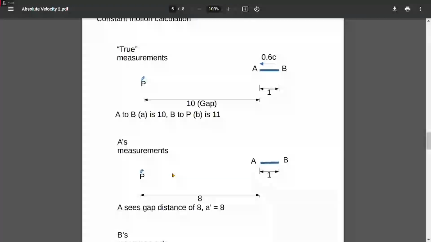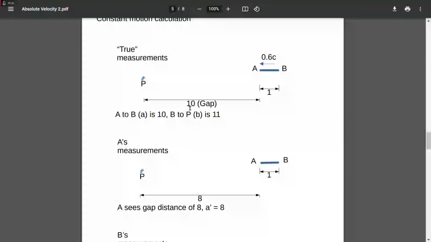We'll have A make a measurement to P, and we'll get that number as 8. Now, where does that number come from? Remember, the true measurement is 10. So if A is moving at 0.6 c to the left, this 10 distance gap will length contract to 8.